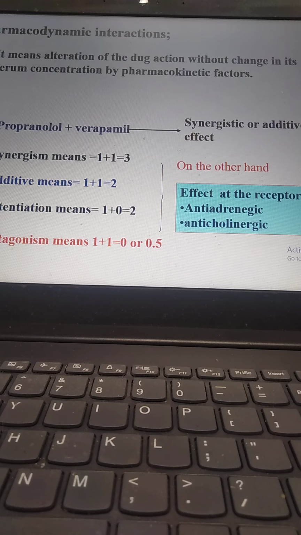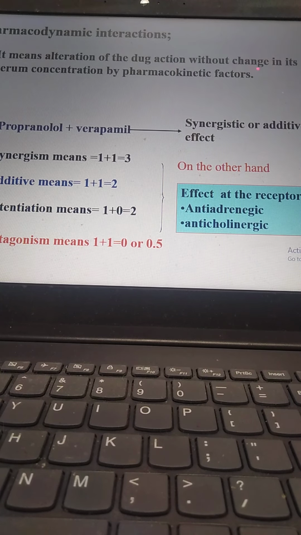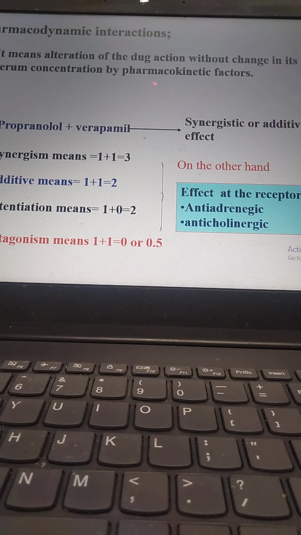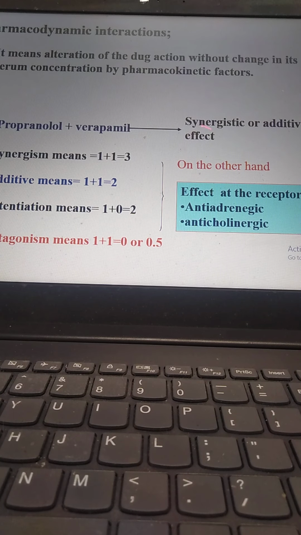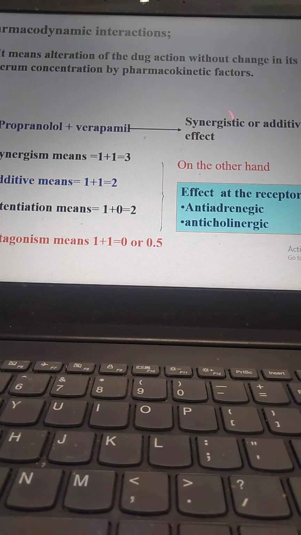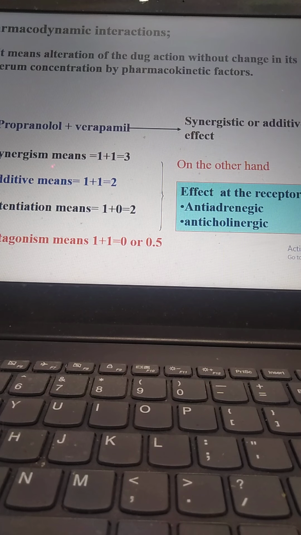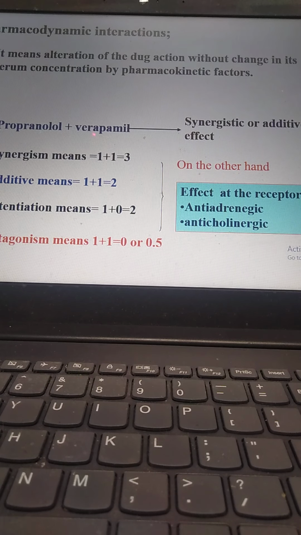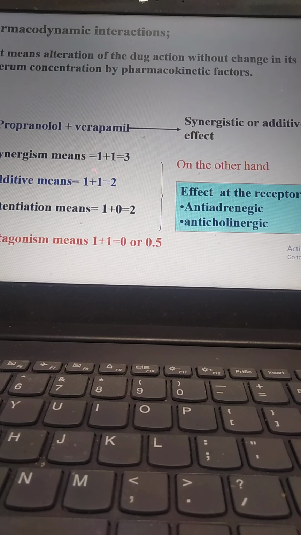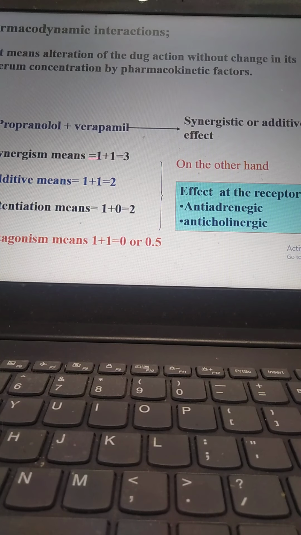Pharmacodynamic interaction means alteration of the drug action without change in its serum concentration by pharmacokinetic parameters. Once you give propranolol and verapamil, there is a synergistic or additive effect on the blood pressure. Synergism is 1 plus 1 equals 3. Propranolol given separately is one action, verapamil separately is one action, but once you combine them, this is called the synergistic effect.